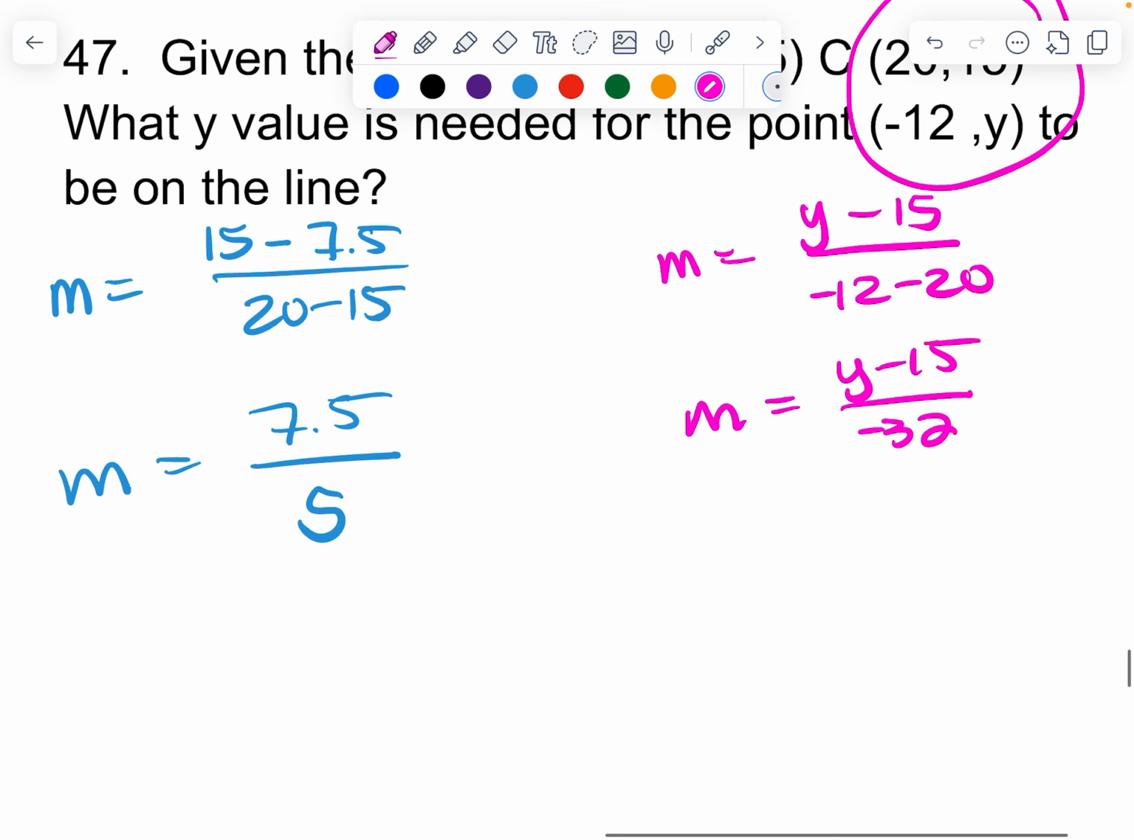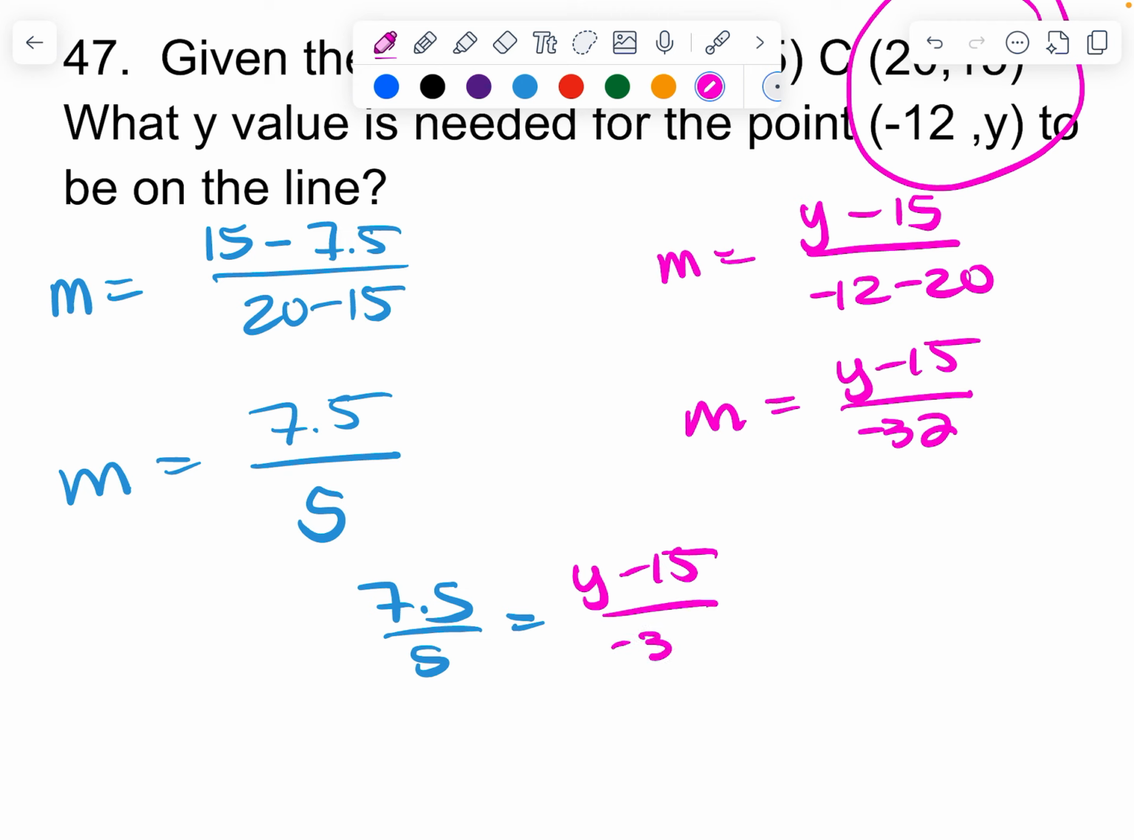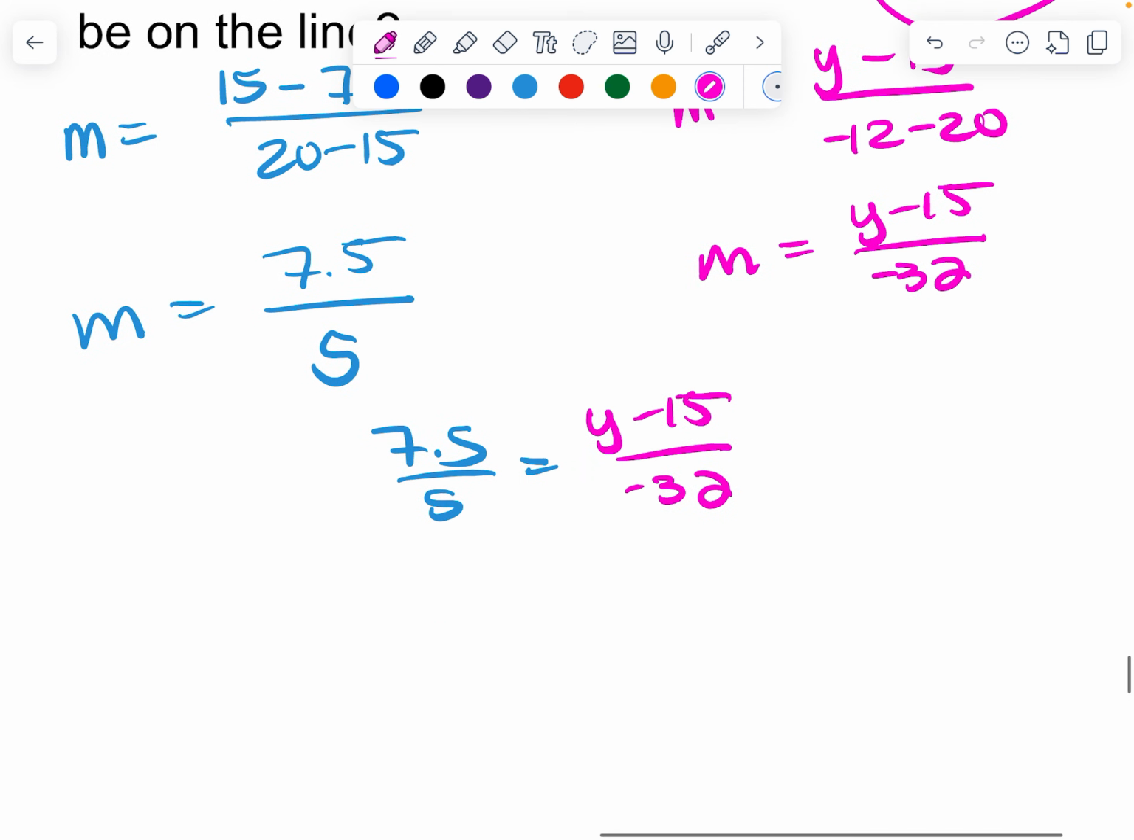In order for these to be on the same line, their slopes have to equal each other. So I'm going to take 7.5 over 5, and I'm going to set it equal to y minus 15 over -32. I'm going to take 7.5 and divide it by 5, and I'm going to get 1.5.